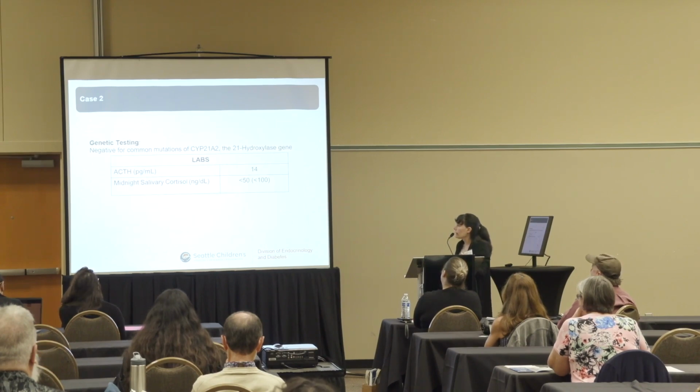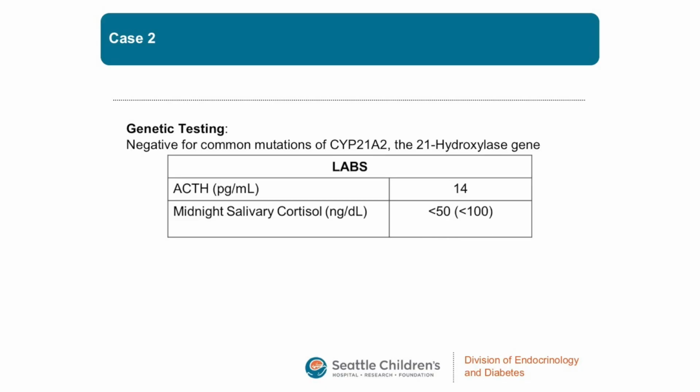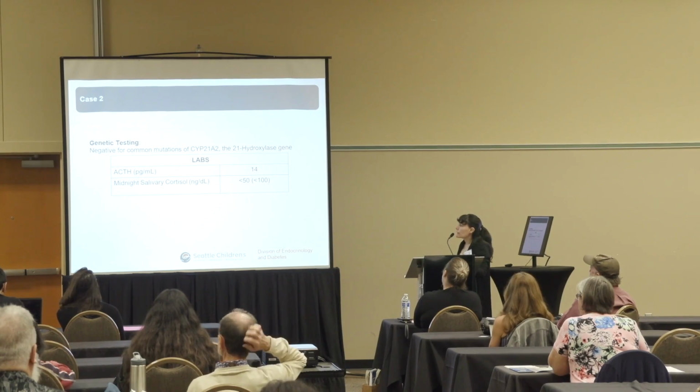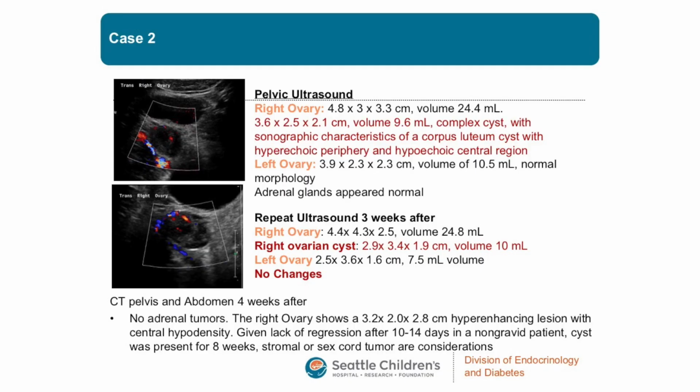Next slide. So the provider that saw her before us wanted to be 100% sure it wasn't 21-hydroxylase gene defects, and did genetic testing. And when she came to us, of course, we did a Cushing assessment, and that came back normal. Next slide. So the next step in that shortened list of the differential is adrenal or ovarian tumors.